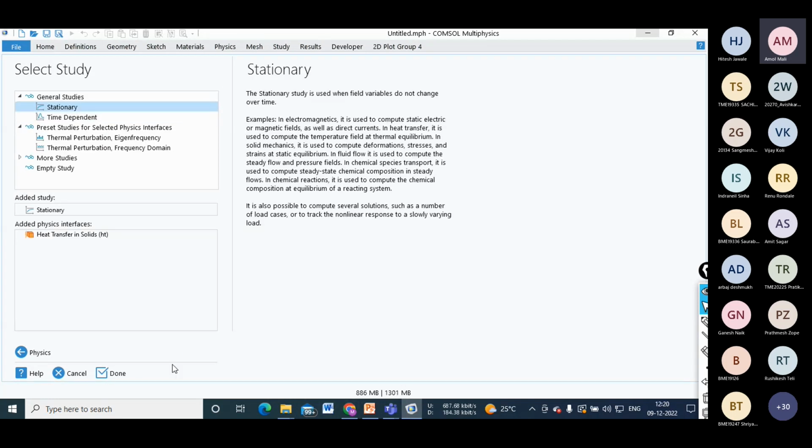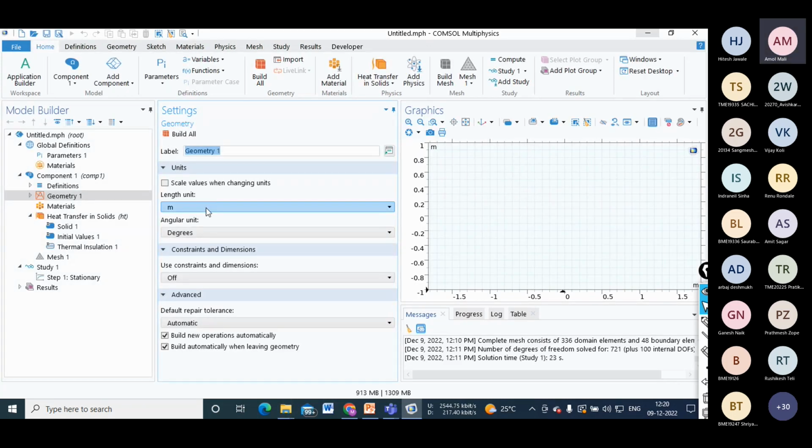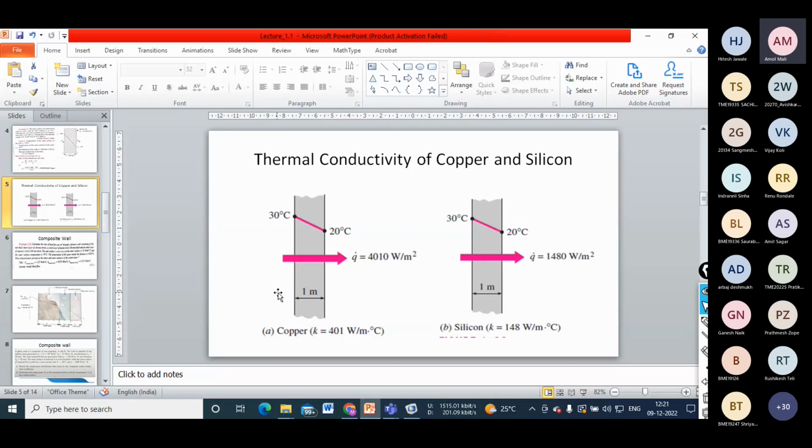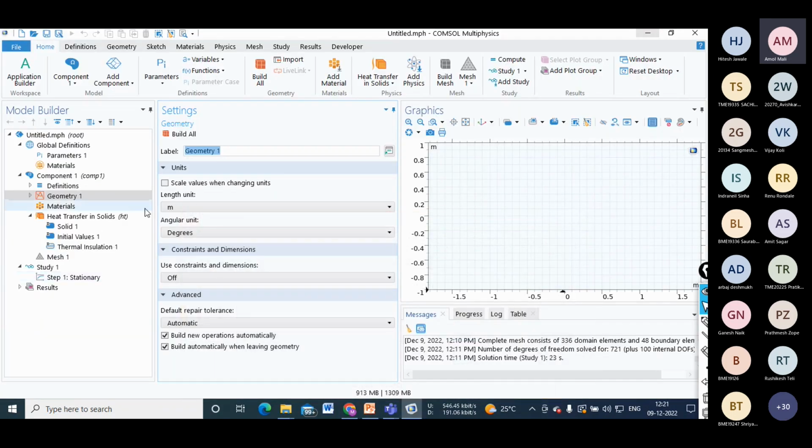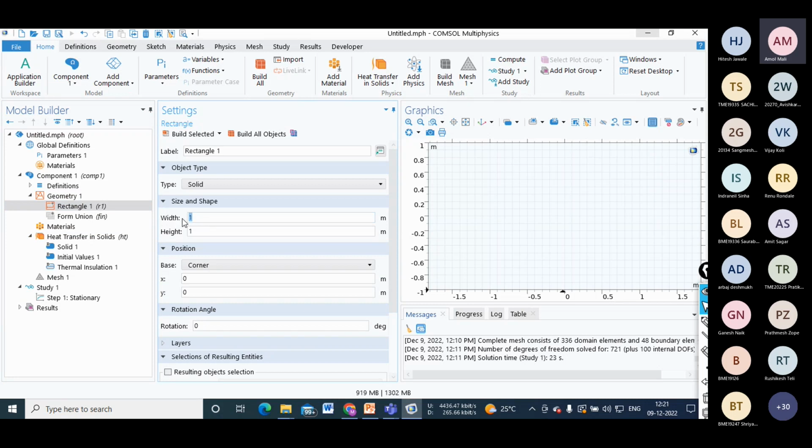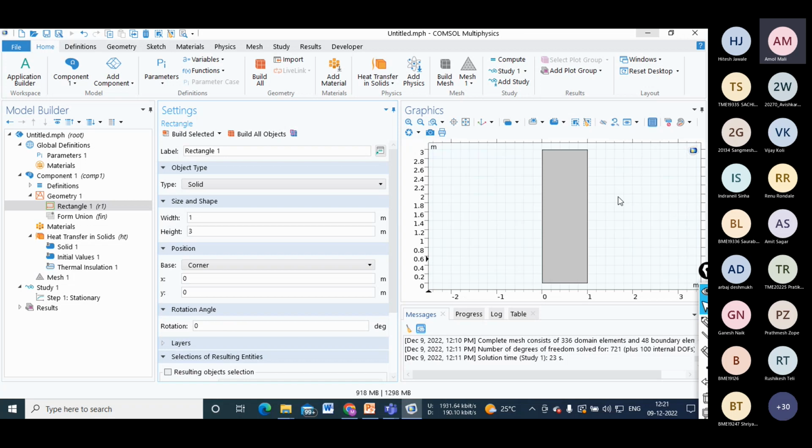Next to that, we'll select stationary because it is not time dependent. We'll solve one problem on time dependent that is related with laminar flow, but at the end of this session. Okay, so how much is the width? 1 meter, and height I will take 3 to 4, because height is not given. So in the rectangle, the width will be 1 meter, height I will give 3 meter, and I will build this model.